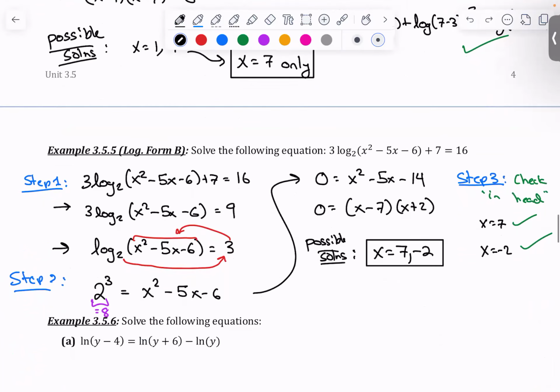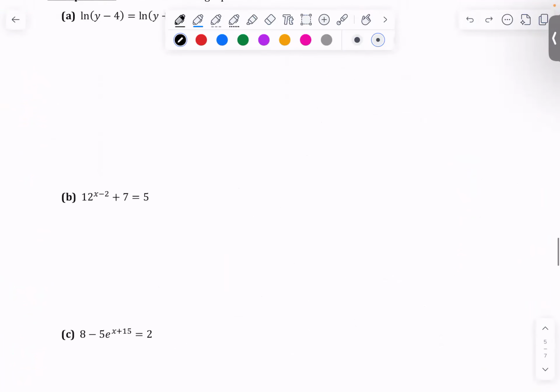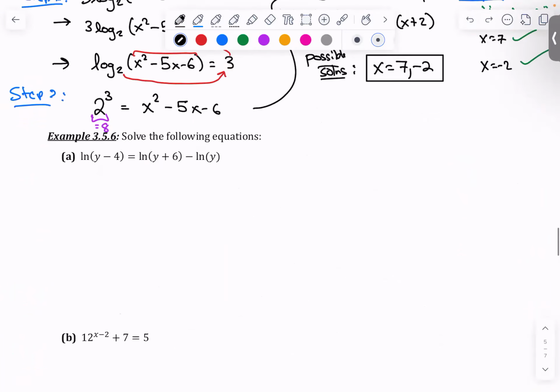Let's go ahead and we'll do A and B together, and then I want you guys to do C. A, because it has two ways of looking at it. So right now it's natural log of y minus 4 is equal to natural log of y plus 6 minus natural log of y. Now there are two methodologies on how to solve this.